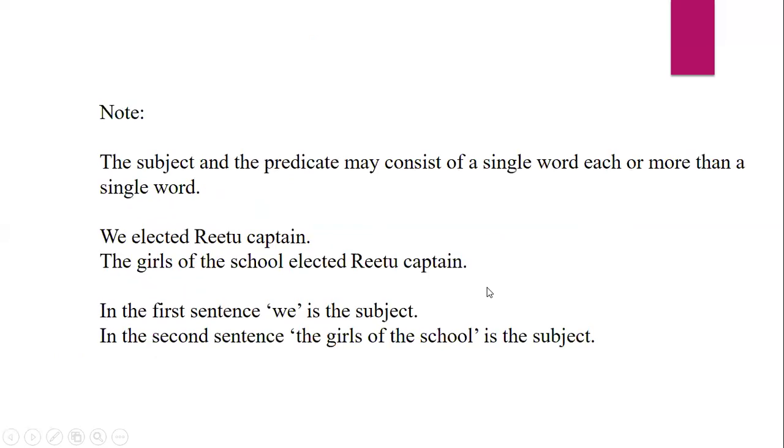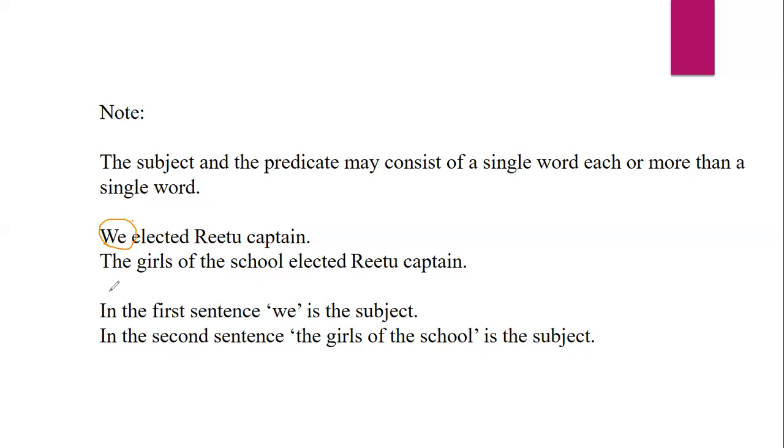Alright. Now I hope till then we are clear. Right? Now, one important note. The subject and the predicate may consist of a single word each or more than a single word. It can be a single word or more than a single word. We elected Ritu captain. The girls of the school elected Ritu as captain. In the first sentence, we are talking about we. So, we is the subject.